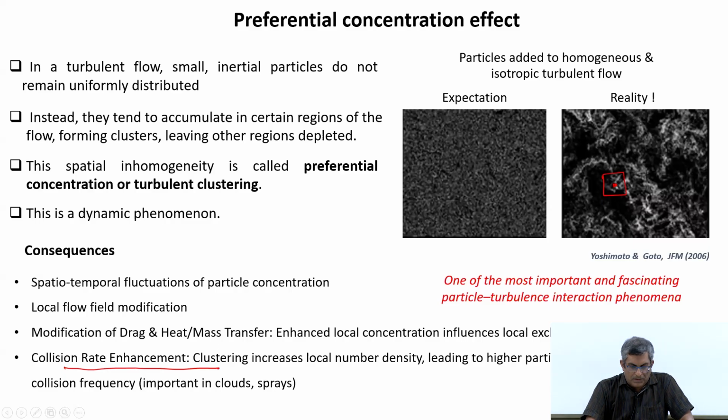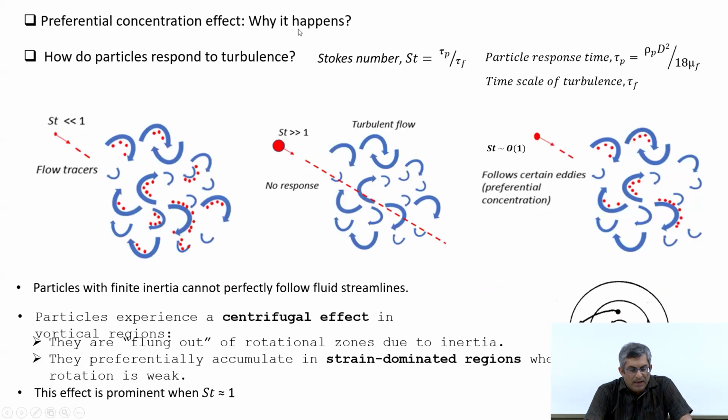So, now the question is, why do we have the preferential concentration effect? First of all, to understand this, we need to look at how particles respond to turbulence. For that we have defined the Stokes number, which is the ratio of particle response time to the time scale of turbulence. If the Stokes number is much smaller than 1, then the particles act as flow tracers. We have discussed this earlier also.